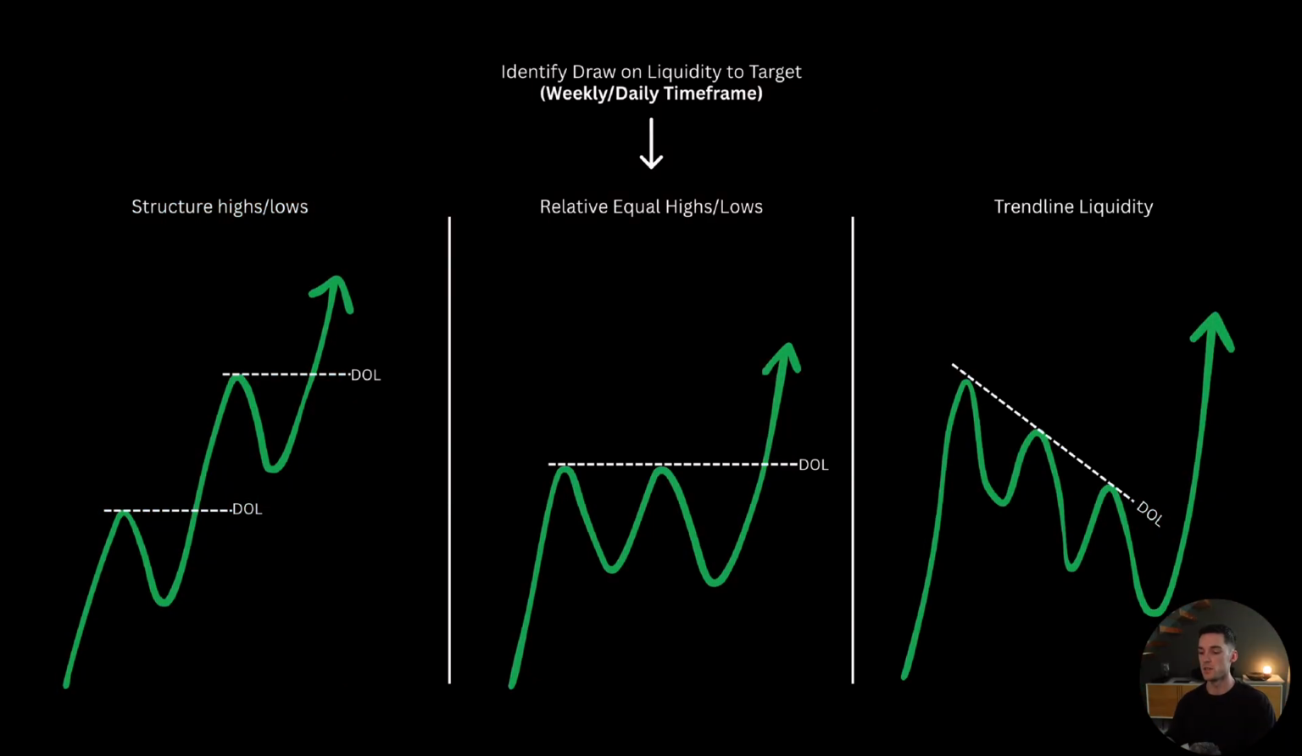Now moving on to step 2, you want to identify the draw on liquidity. So now that we have a brief understanding of the weekly direction, we want to identify the targets, also known as draw on liquidity. So you want to mark in areas where liquidity will be resting, that price can be drawn to. This will be structure highs or lows, relative equal highs or lows, or even trend line liquidity in some cases. And remember, if we are bullish, we want to mark in liquidity zones that are above price. And if bearish, we mark in zones that are below price.